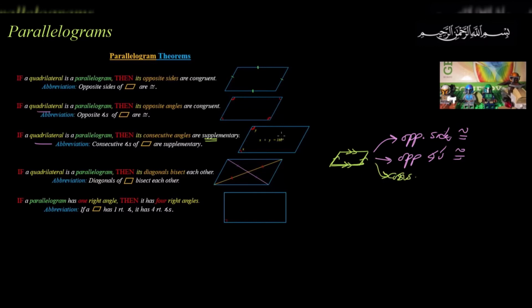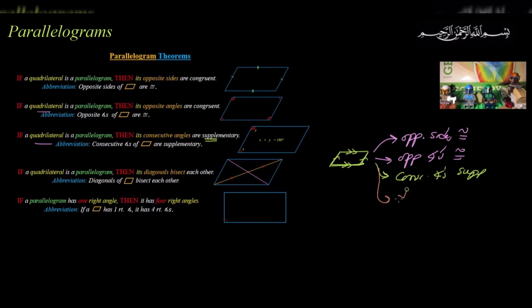C-O-N-S, consecutive. I do that terribly here. I have an audience now. I have to be careful. So consecutive angles are supplementary. So consecutive means any 2 adjacent, like in a row, so right next to each other. Consecutive angles are supplementary, that they add up to 180 degrees. And fourthly, that the diagonals bisect each other, and that's very important, beautiful.